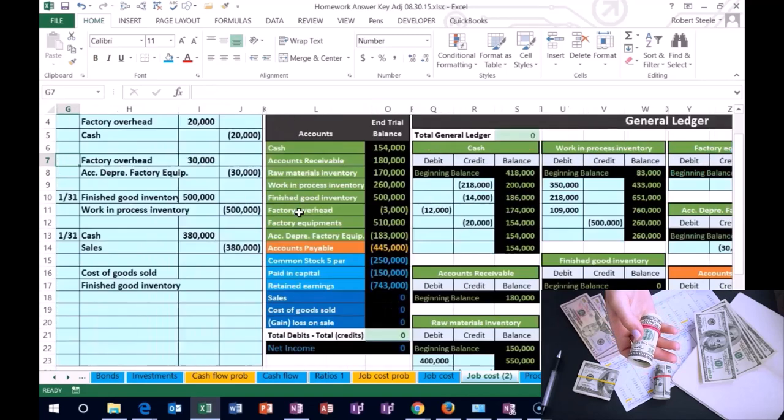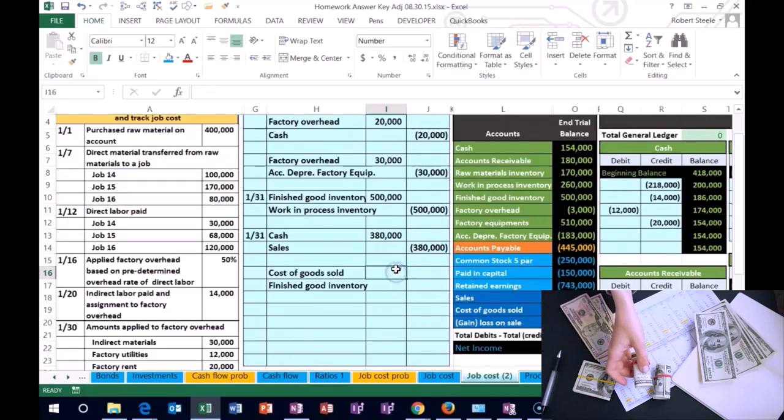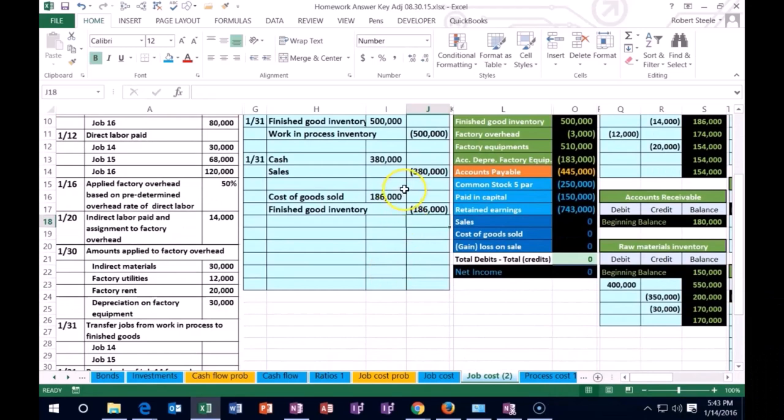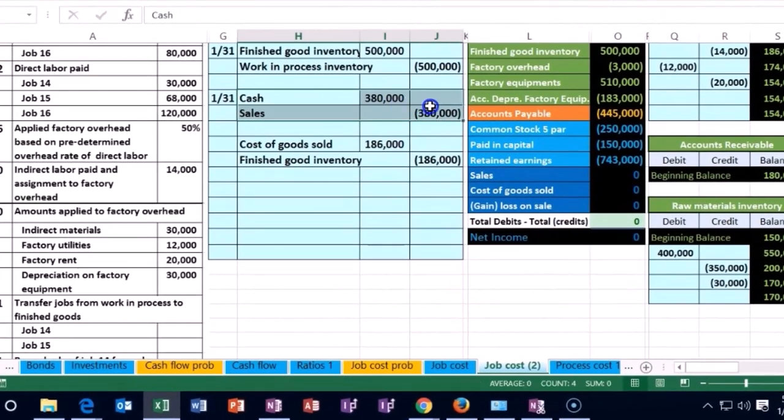So 186,000. So we're going to scroll over here. 186,000. Credit 186,000. Also note that these two things basically happen at the same point in time, but it's a lot easier most of the time to think of them as two separate journal entries. So we're going to think of the sales half, cash and sales, and then the reduction of inventory and the recording of the cost of goods sold as two entries, even though they're happening at the same point of time.